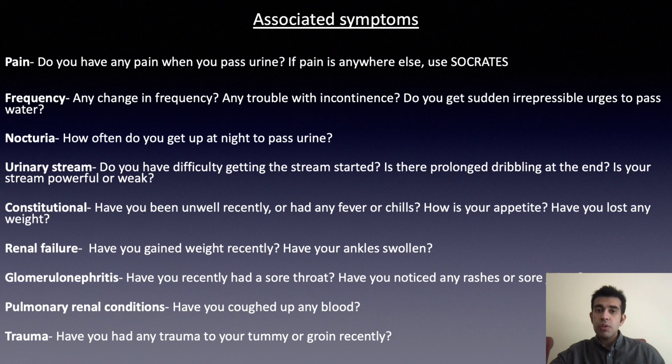As we mentioned, urinary stream, it's important to know at what point are they bleeding in the urinary stream, but also whether they have any difficulty getting that stream started. Is there any dribbling at the end? And is the stream noted to be rather powerful, or is it rather weak?